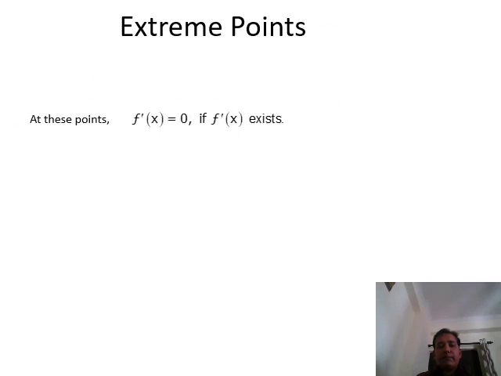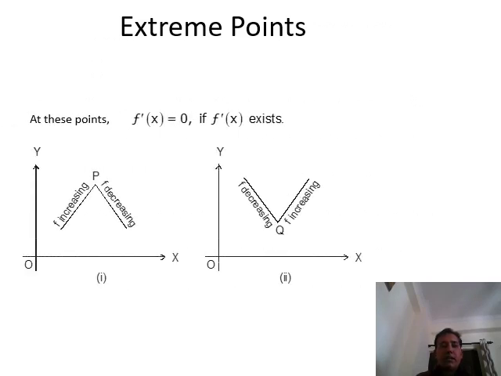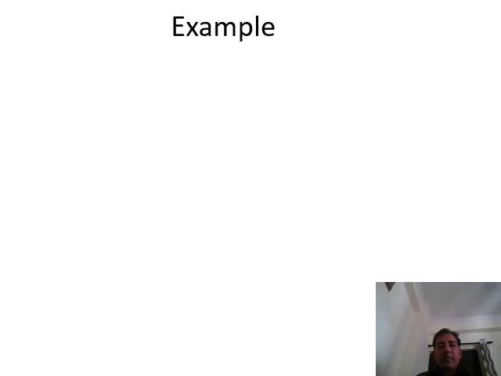Extreme points. At these points, f dash x is equal to 0, if f dash x exists, meaning the curve changes from increasing to decreasing or decreasing to increasing. In this graph, P, E and Q are extreme points. At P and Q, f dash x does not exist.